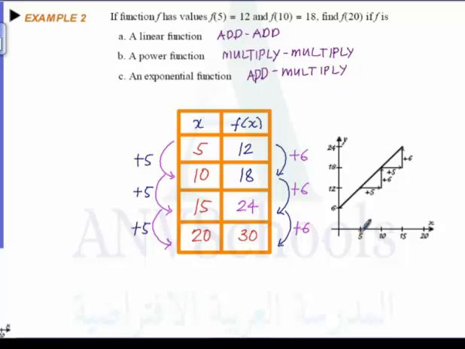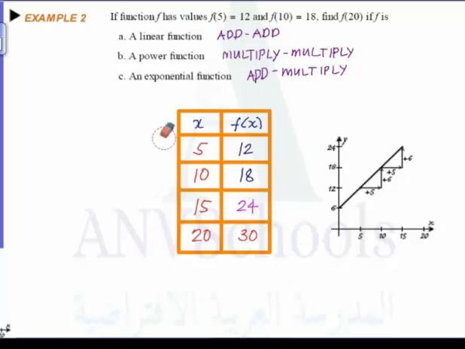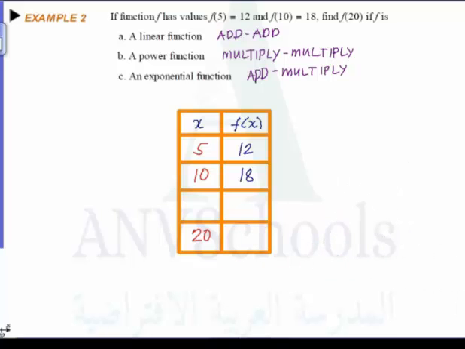So what if it is a power function? Note that if it's a power function, we have to have a different approach. So we are going to form another observation, another approach for this table given. And remember, we are only given the f of 5 and f of 10. So we will erase everything in here except our x equal to 20.